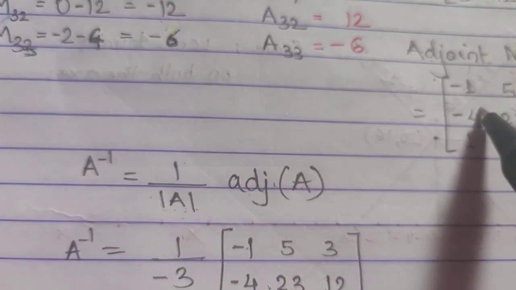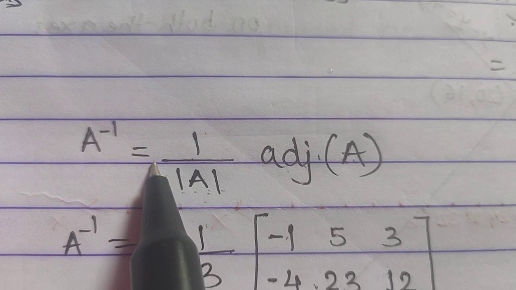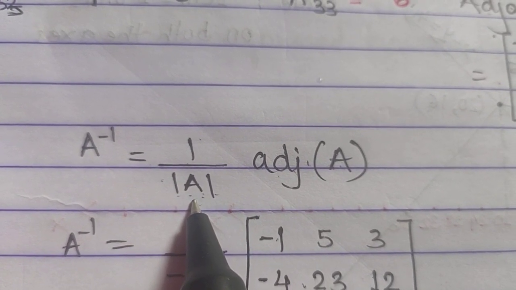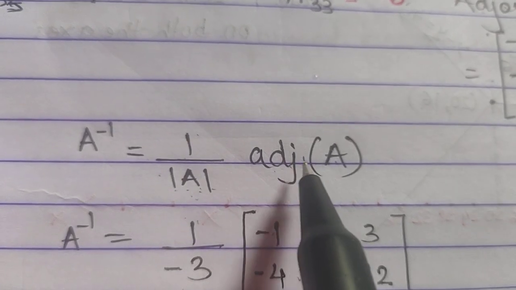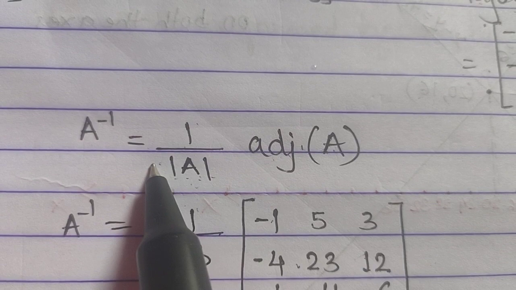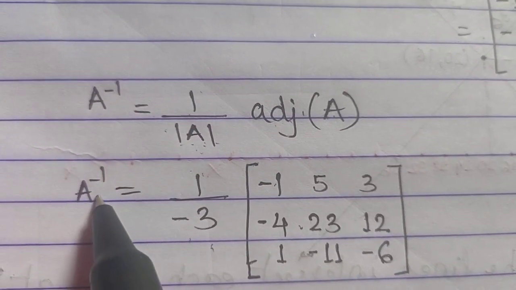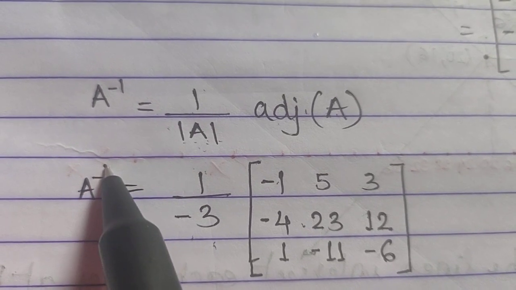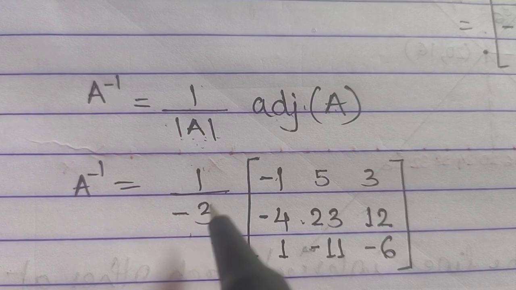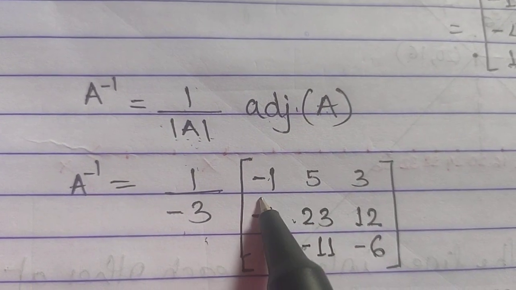Now the simple formula to find the inverse is A inverse equals 1 upon the determinant of A into the adjoint matrix of A. This is the formula to find the inverse of a matrix. Just substitute the values and we get the inverse. So A inverse is equal to 1 upon minus 3, we can write minus 1 by 3 also, times the adjoint matrix. So this is the inverse.